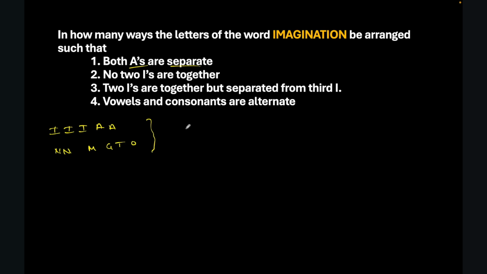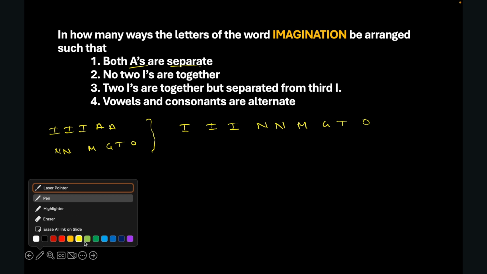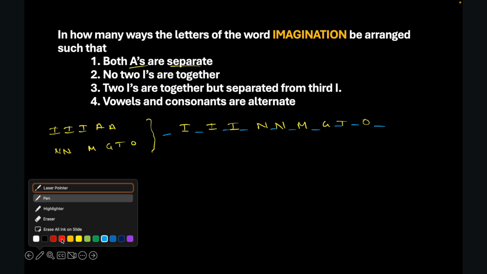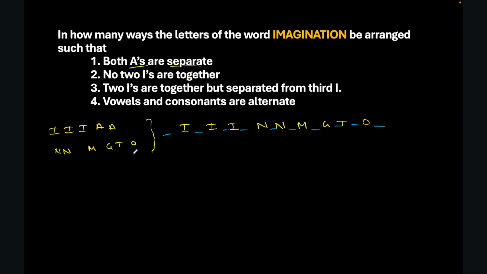In that situation, I'm going to have maybe my I, N, M, G, T, and O. So the A's can't be together. I have one option here, here, here, here, here, here, here, here, here, and here. Again, let's solve for the non-A letters first. How many of them are there? 1, 2, 3, 4, 5, 6, 7, 8, 9.